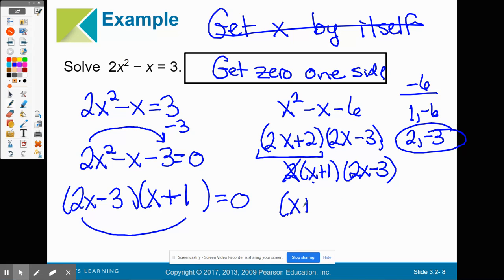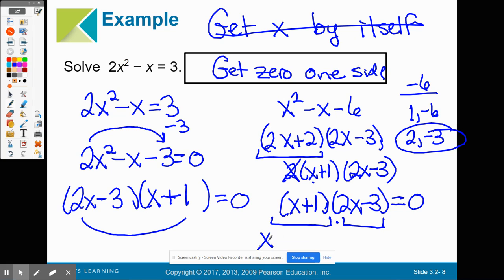Once you know that x plus 1 and 2x minus 3 is the exact same thing as this guy, then we can use that principle we talked about. If this times this equals 0, then one of these two numbers has to be 0. And how will we find that? Well, if x is negative 1, the first factor will be 0. It's pretty easy to tell. It's just the opposite. The second one is trickier. You might need to write it down.